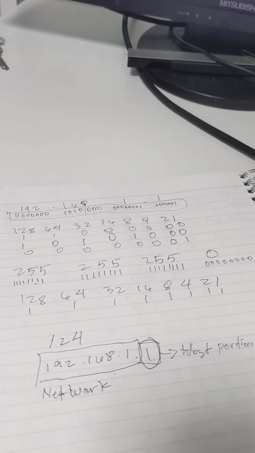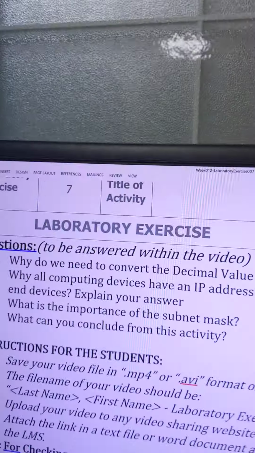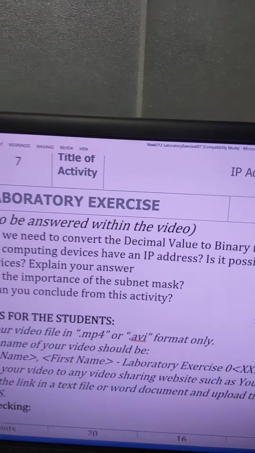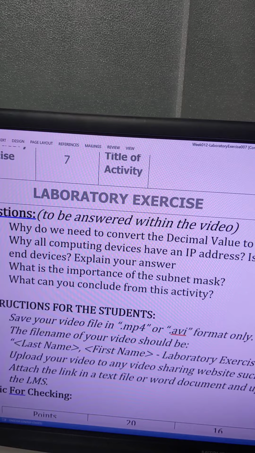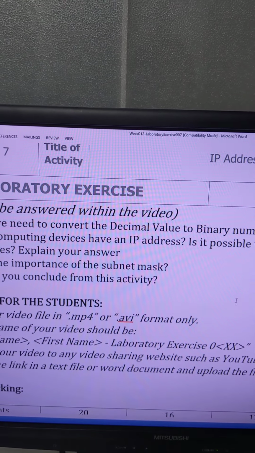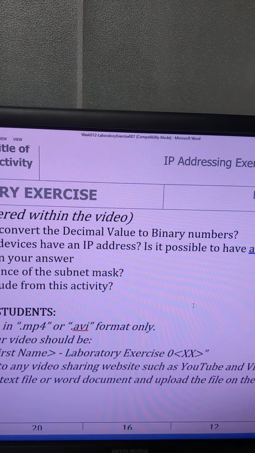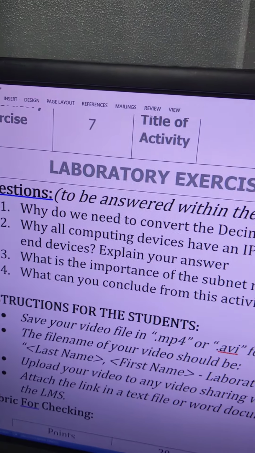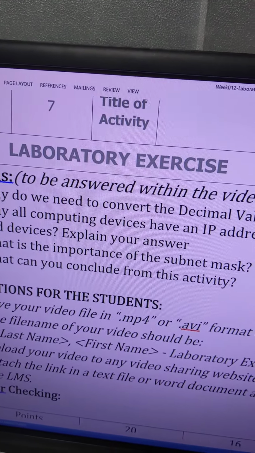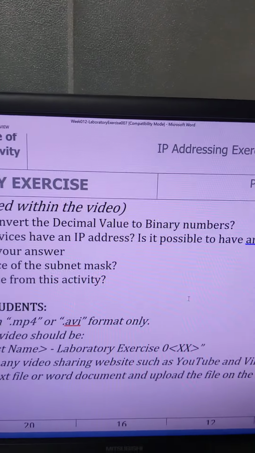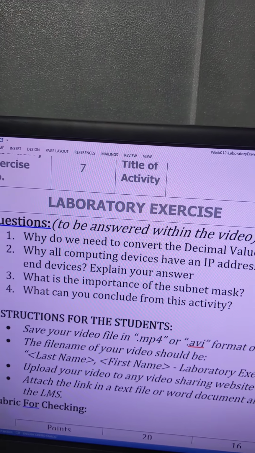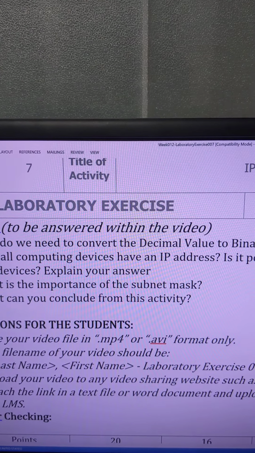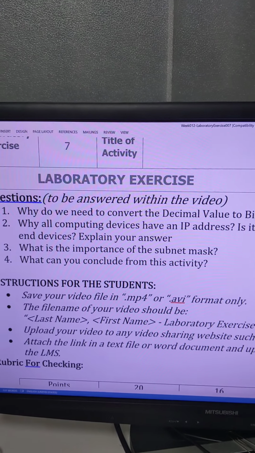And to answer some questions, why do we need to convert the decimal value to binary numbers? It's important to know how to convert these things, since the computer only understands binary numbers, and if we can do this, it's easier for us to know and understand how the computer works. And a more complex detail would be that it's used for subnetting.